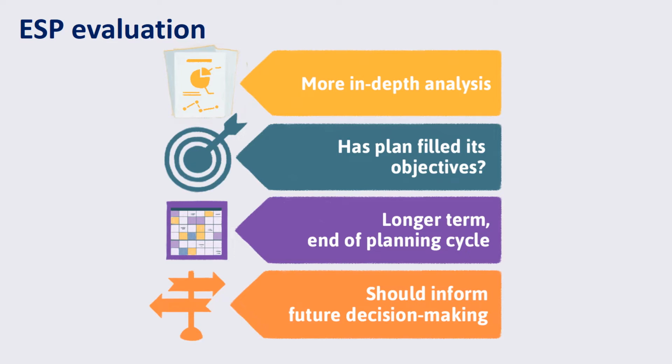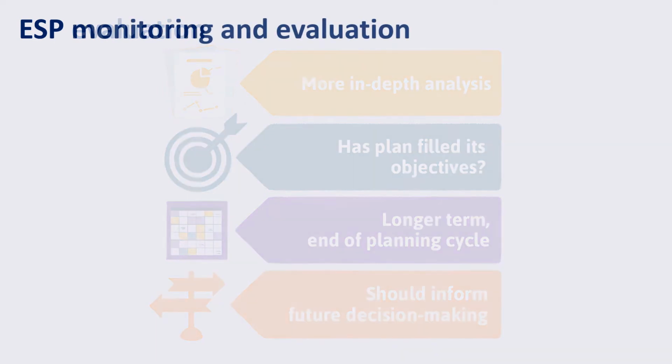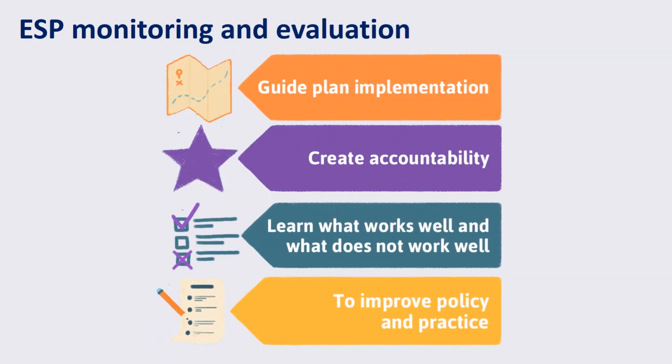More specifically, ESP evaluation is typically undertaken at the midterm and/or at the end of plan implementation and provides a more in-depth analysis on whether the plan has fulfilled its objectives and the lessons that can be derived from implementation. This subsequently informs decision-making for the next planning cycle. In a nutshell, the plan's M&E helps to guide plan implementation, create accountability, learn what works well and what does not work well, and improve policy and practice.